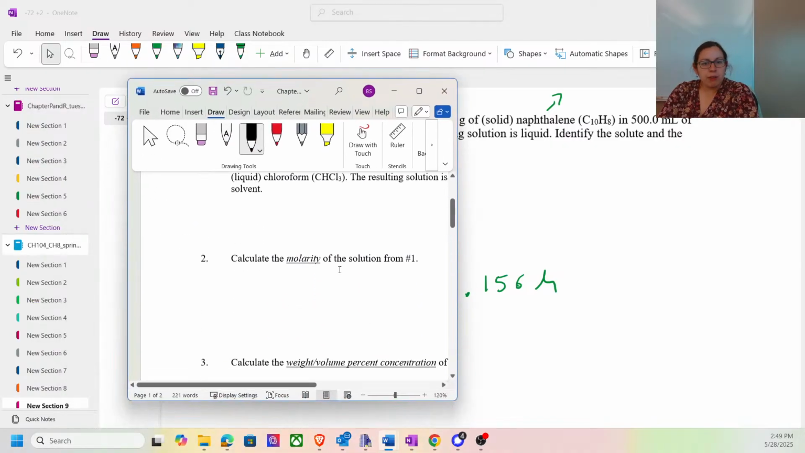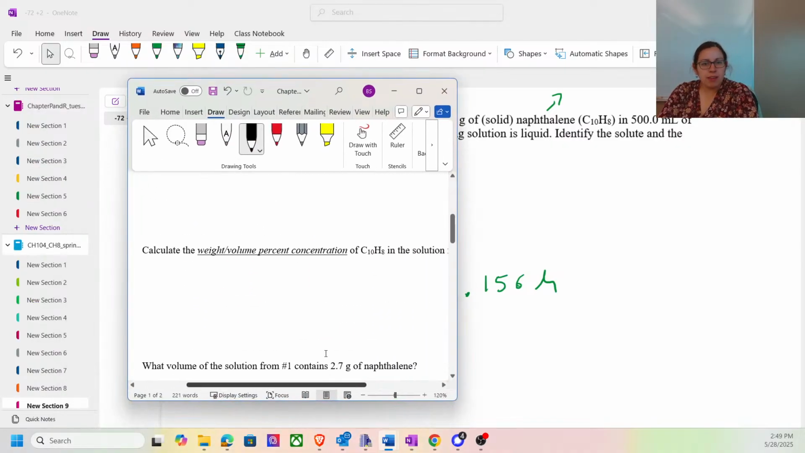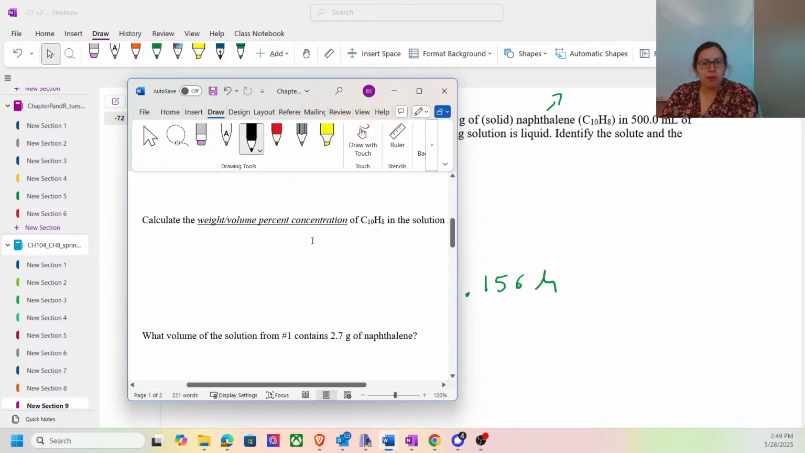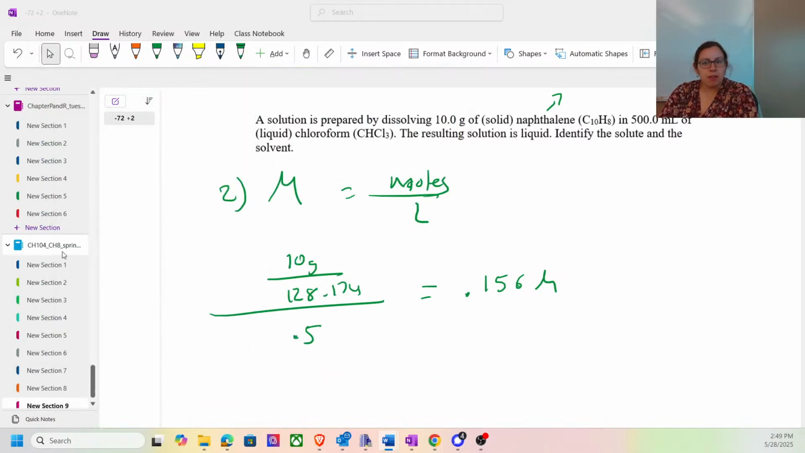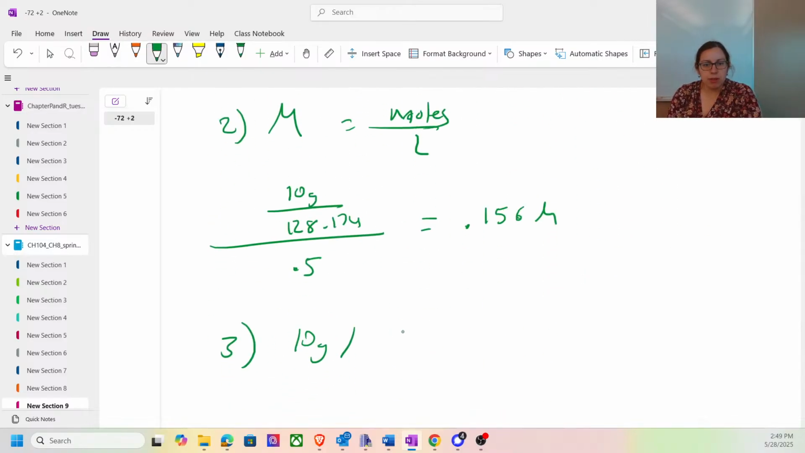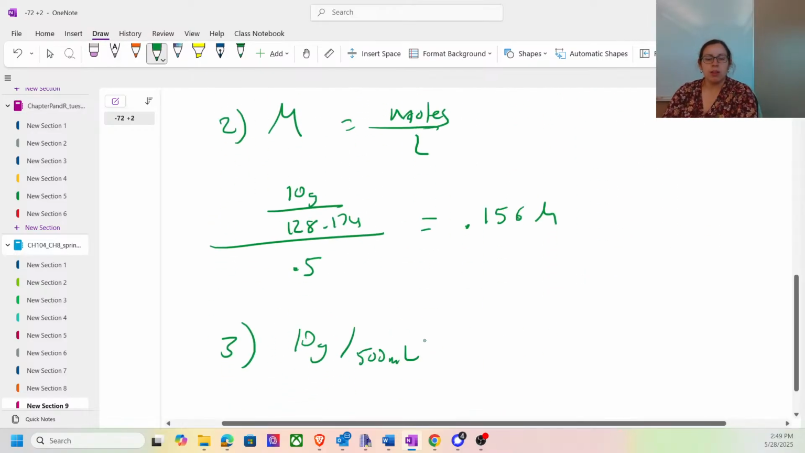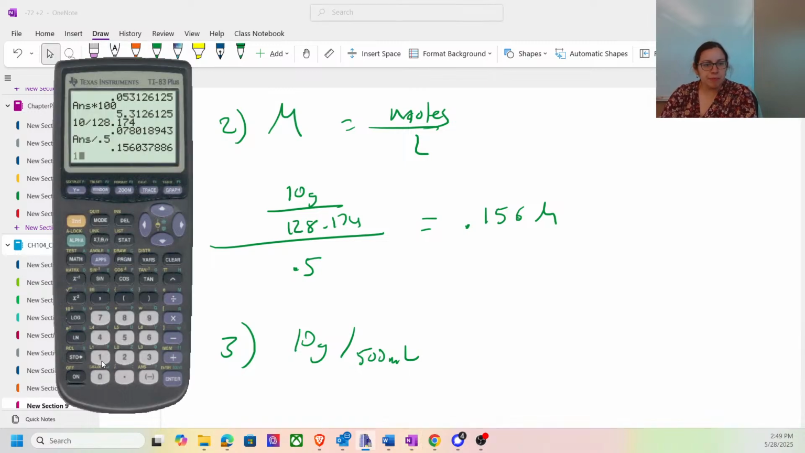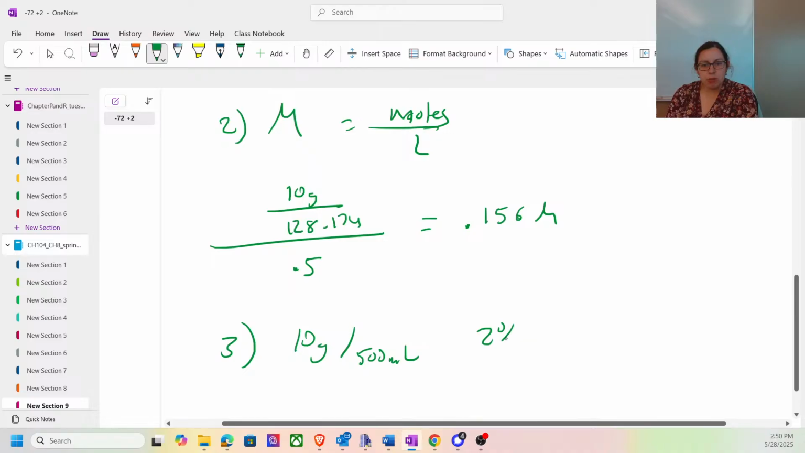But I just want to point out, again, do whatever makes sense. So first it asks for weight per volume concentration. Okay, well that's not too hard, right? Weight per volume, so we have 10 grams in 500 milliliters. We could do a weight per volume percentage. So again, 10 divided by 500, and of course multiply it by 100 to get it as a percent. So about a 2% weight per volume.